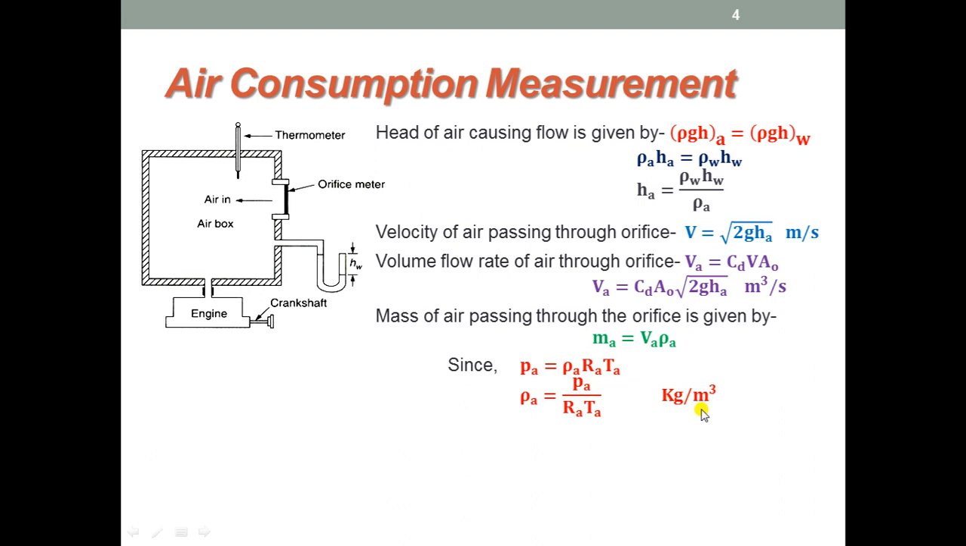So now we are going to substitute for volume flow rate from this expression and density from this expression for mass flow rate, and the final expression what we will get here is, mass flow rate MA is equal to coefficient of discharge multiplied by area of the orifice multiplied by velocity flowing through the orifice, that is root 2 G H A, multiplied by PA over RA TA for density here, and the expression will be in the form of kg per second, and this is the mass flow rate which is measured using an air box.